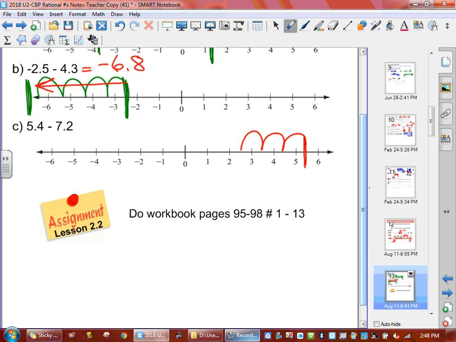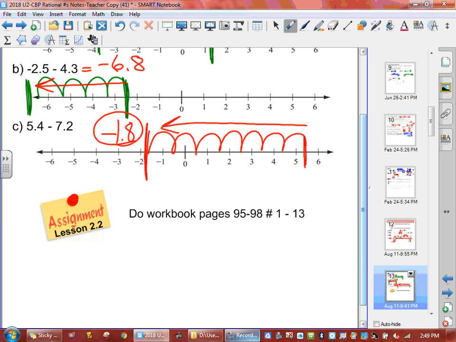So now I'm going to put my arrow pointing that way, and where do we end up? Negative. Good. Make sure you have the negative in front of it. -1.8. End up in the negatives. Okay? This concludes lesson 2.2.